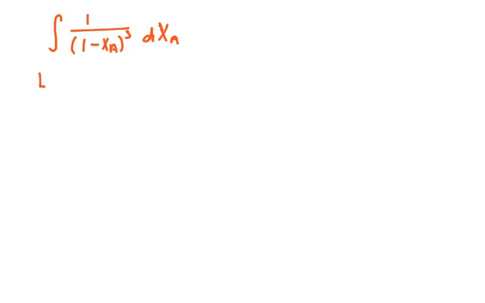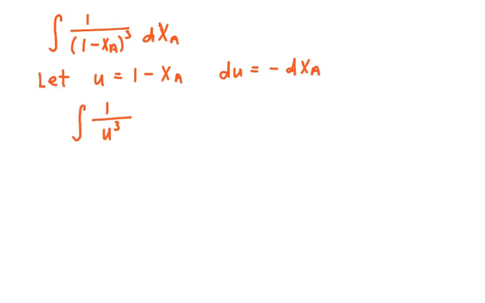So let's introduce an artificial variable, u, and we let u be equal to 1 minus XA. In this case, du will be equal to negative dXA, because when you differentiate the constant 1, you get 0, and when you differentiate negative XA, you get negative dXA. Now with that, you can introduce the new term u into your original equation here. Therefore, you will get the integration of 1 over u cubed, and dXA will then be equal to negative du.